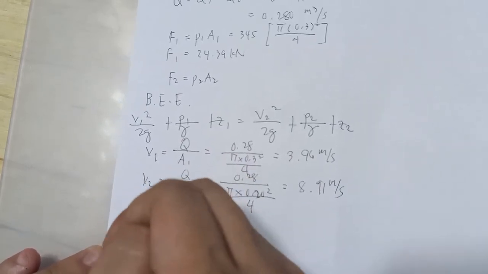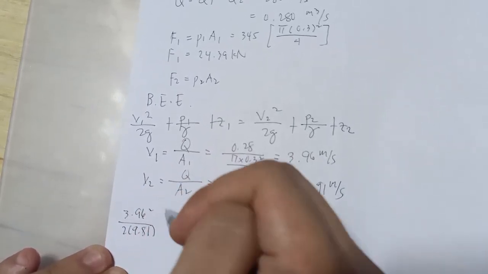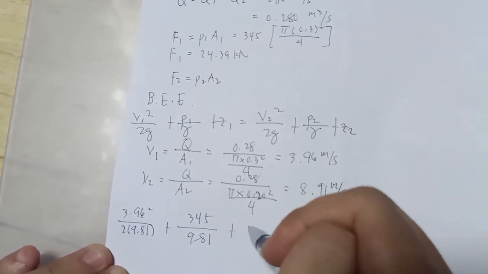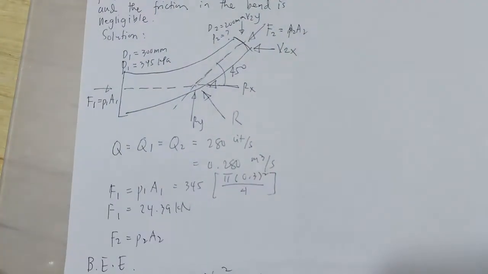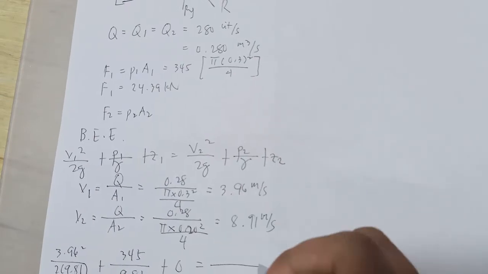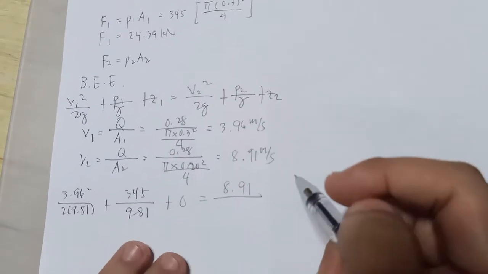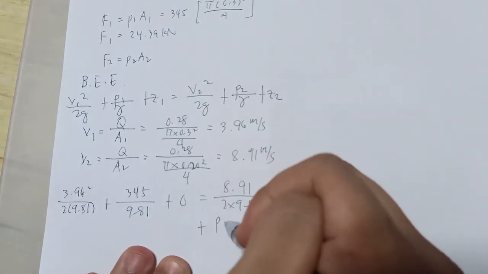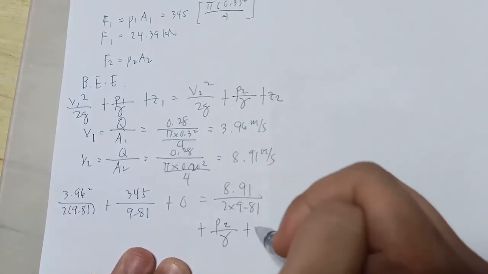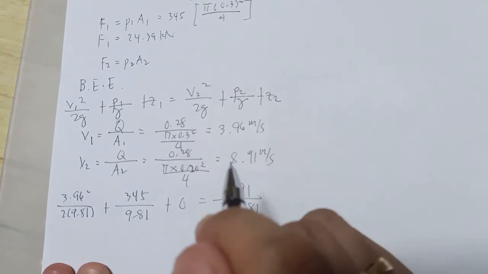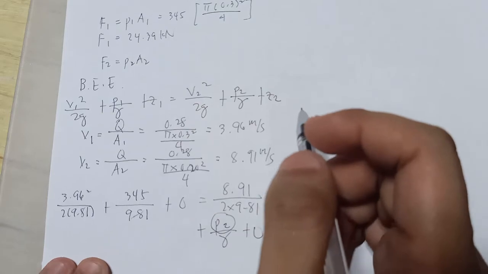3.96 squared over 2 times 9.81 plus 345 over 9.81 plus 0, since the datum is along the z sub 1 lang, and 8.91 squared over 2 times 9.81 plus p sub 2 over gamma plus z2 is 0 also, and we are interested with p2 only, right?